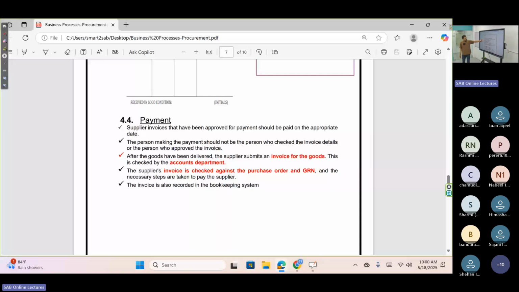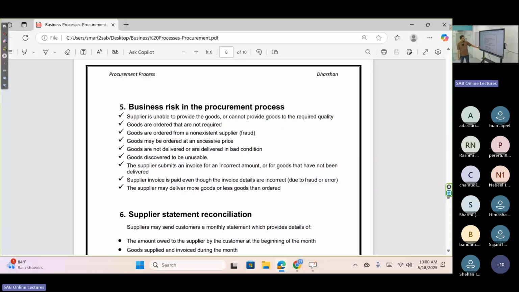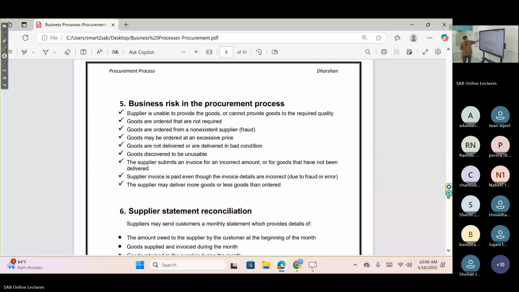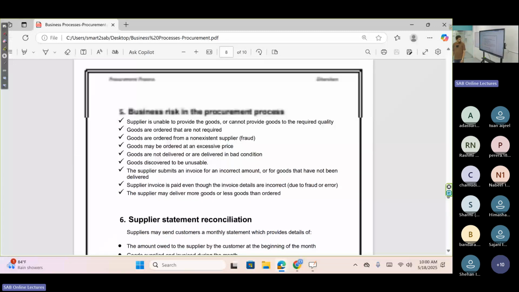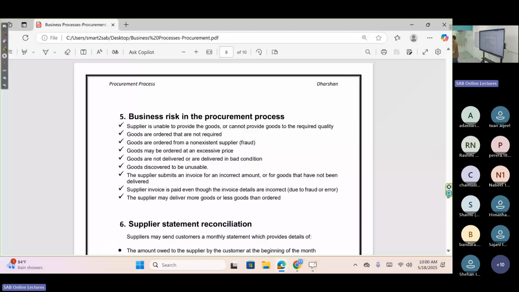So we will have a 15 minute break and we will start again at 10:15. We will finish these three topics: business risk, supplier statement and finally internal control. After that we will move on to cash management.